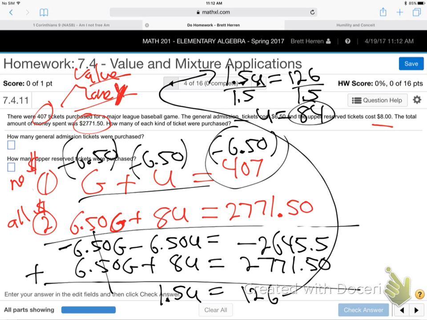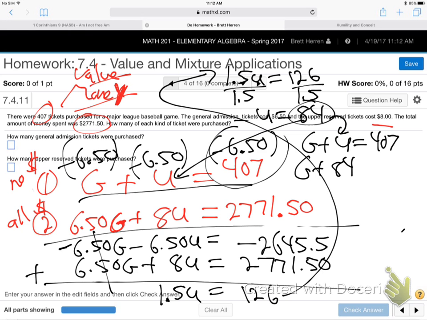If you just take this top equation and you just plug in the 84, you'll get G, here I'll just rewrite it. G plus U is 407. Am I on the screen? Barely. Plug in the 84, so G plus 84 is 407. Subtract 84. G is 323. So 323 general admission and 84 upper. Is that good?